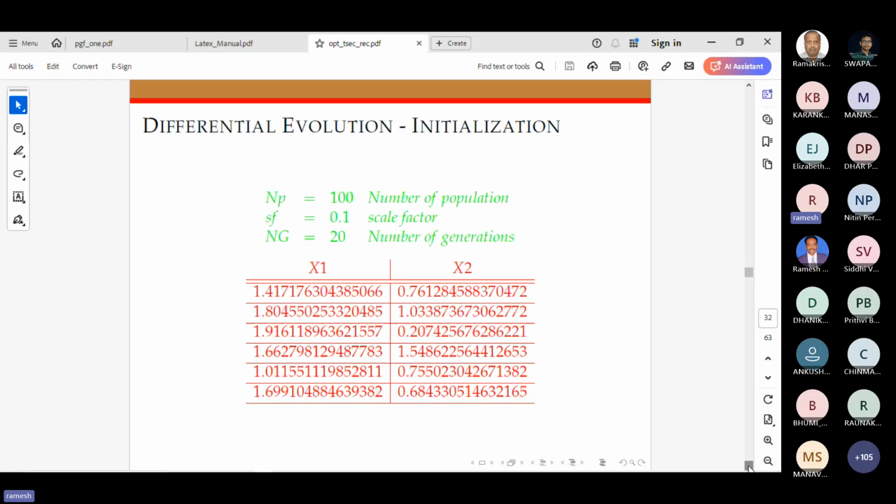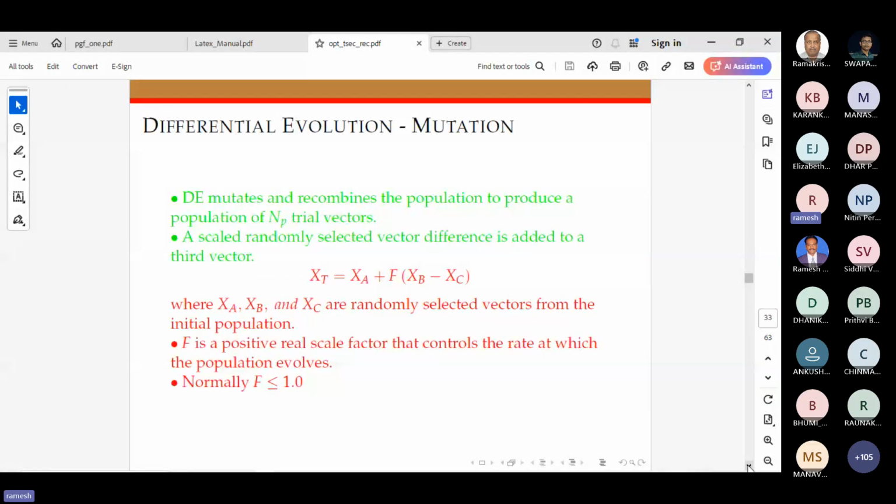These are the things that you need to provide initially: the number of population members, scale factor, and number of generations, etc. You also need one more, another probability value. Let us see. For example, if you have two variables, x1, x2, you can create values like this. What we will do is, let us see. The creation of the initial population is more or less similar in both genetic algorithms and differential evolution.